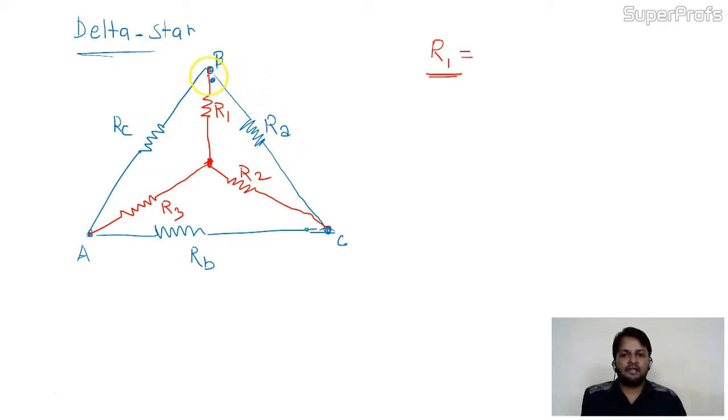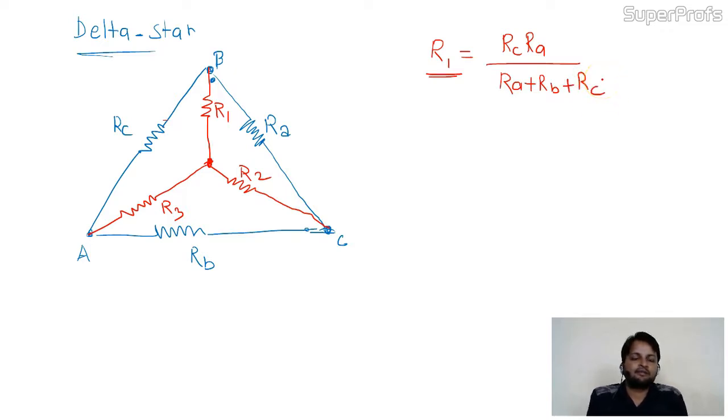So R1 is here. R1 is connected with RC and RA directly. So this is RC RA divided by summation of RA, RB, RC. RA plus RB plus RC. Very simple. See this, RC RA over RA plus RB plus RC. Is it okay? Come to the R2.